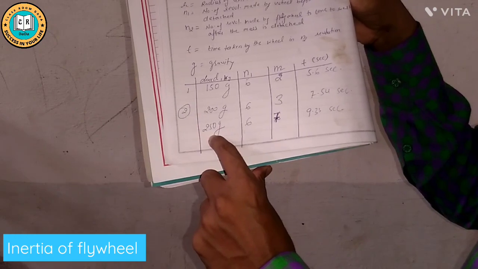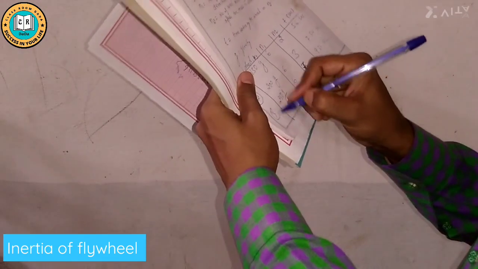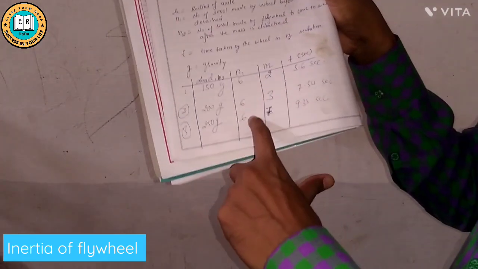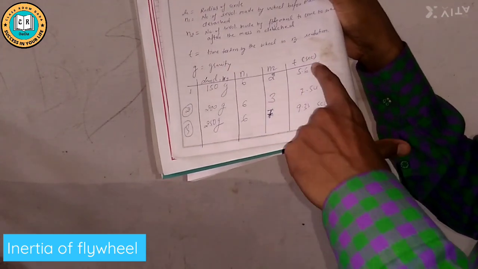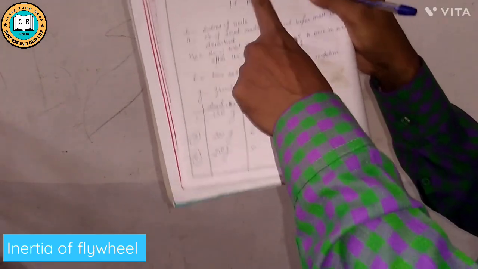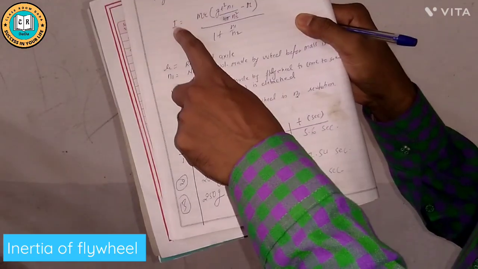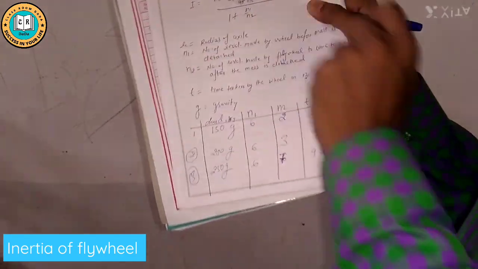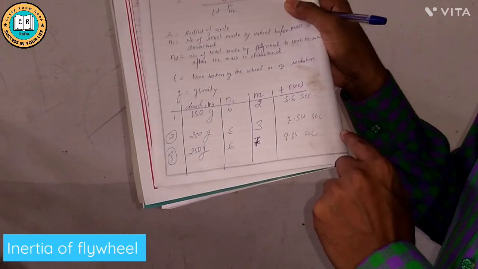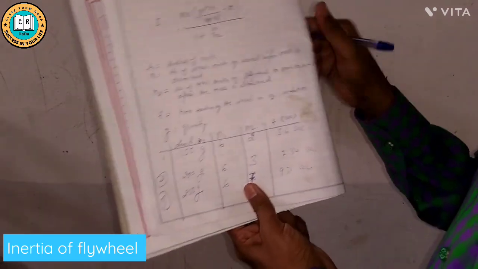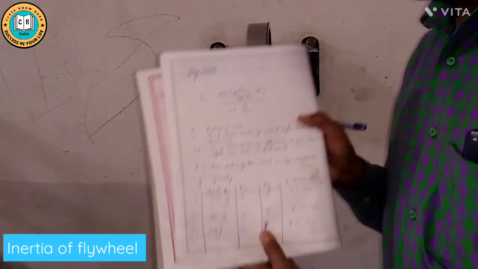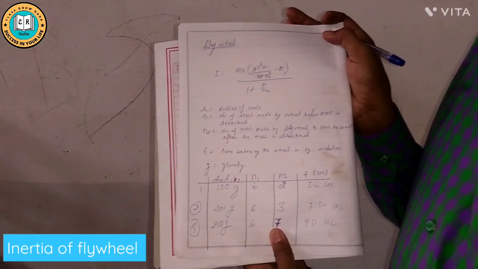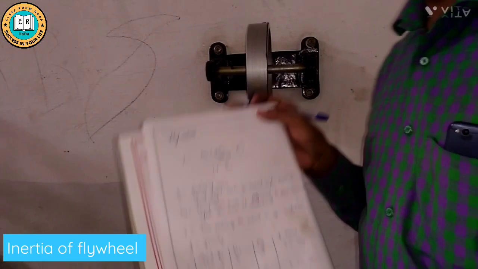So these are all the readings. First we performed 150 gram, second 200 gram, third 250 gram, and the N1 revolutions are already fixed. Only the N2 revolutions and time we have noted. All these values are to be put in this formula. You will get three values of inertia, and you take the average of these three values. That will give you the moment of inertia of this wheel. This is all about the flywheel moment of inertia. Thank you.